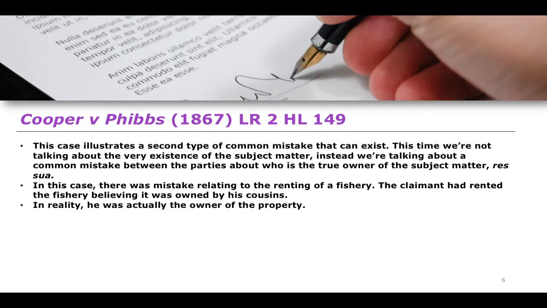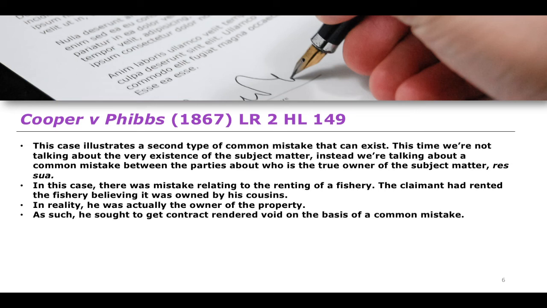In reality, this wasn't true. He was actually the owner of the property, should I say. So he was renting it believing he didn't own the thing that he owned. He was renting his own property, essentially. And then, as such, he sought to get a contract rendered void on the basis that there was a common mistake here. We're not talking about a mistake as to whether or not the subject matter existed, but the true owner of the subject matter. He was already the owner of the subject matter, so there was a mistake as to who owned the subject matter in the contract, so it should be rendered void.